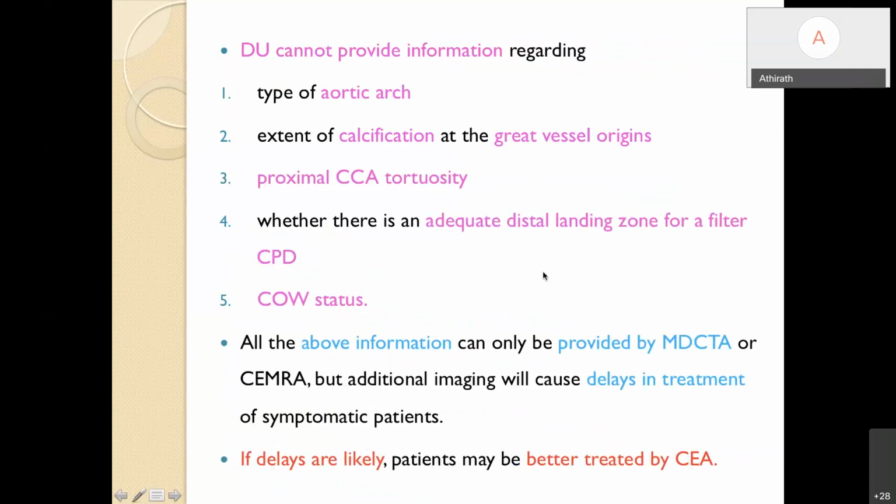But it cannot provide information regarding the aortic arch, calcification at the great vessel origins, proximal CCA tortuosity, adequate distal landing zone for a filter embolic protection device, and the circle of Willis status. All the above information can be provided only by either a CT or an MRI. But the problem is that in any symptomatic patient, when you want to perform a treatment very early, there will be delay in getting a CT or MRI at certain places. If you are anticipating such delays, you better treat the patient with the endarterectomy rather than employing the carotid stenting.